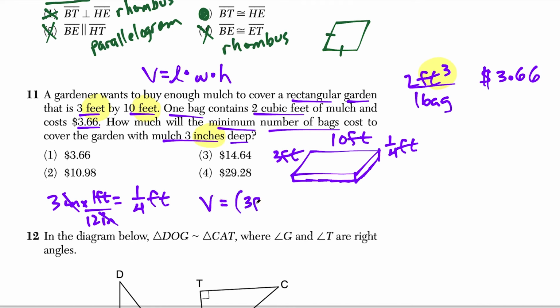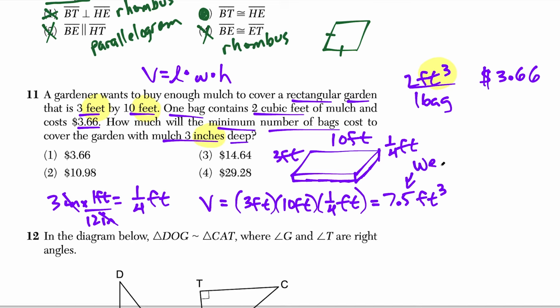So now just plug into that formula. The length is 3 feet. The width, we'll say, is 10 feet. And then the height is 1/4 of a foot. So you just multiply this out. 3 times 10 is 30, times 1/4 is 7.5. So we have 7.5 cubic feet. So now think about this very carefully. This is how much we need. So we need 7.5 cubic feet of mulch, and each bag contains 2 cubic feet.